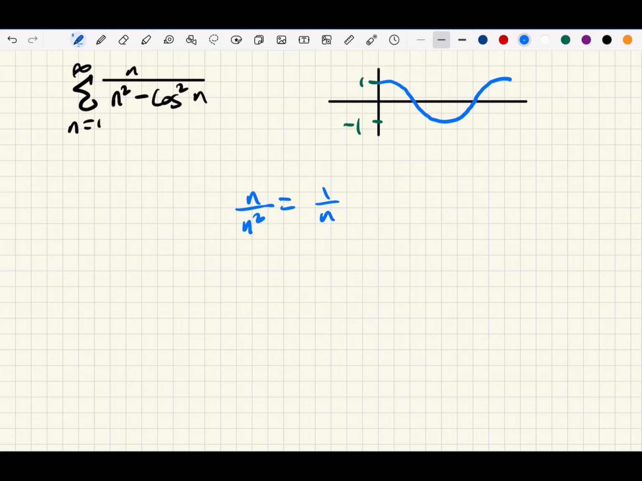How do n over n squared minus cosine squared n and n over n squared compare? N over n squared minus cosine squared n will always be greater than n over n squared. Think about it for a second, though. What does cosine range between? 0 and 1, so cosine squared is between 0 and 1, so it could be equal, couldn't it? Yeah, so it could be equal.